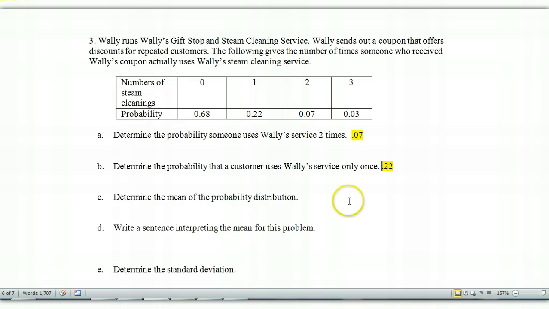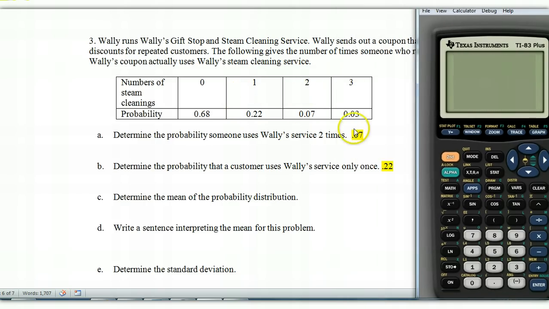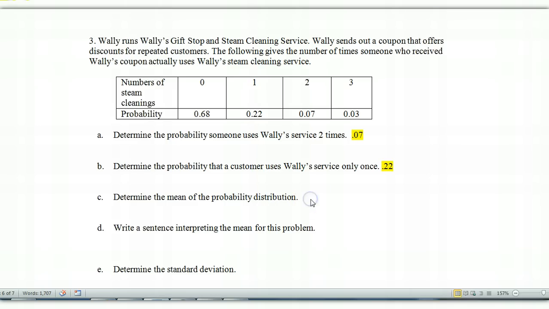Now, determine the mean of the probability distribution. The mean is the product of this times this, plus this times this, plus this times this, plus this times this. So we could literally do that on our calculator. 0 times 0.68 plus 1 times 0.22 plus 2 times 0.07 plus 3 times 0.03. And that'll give us our mean, 0.45.